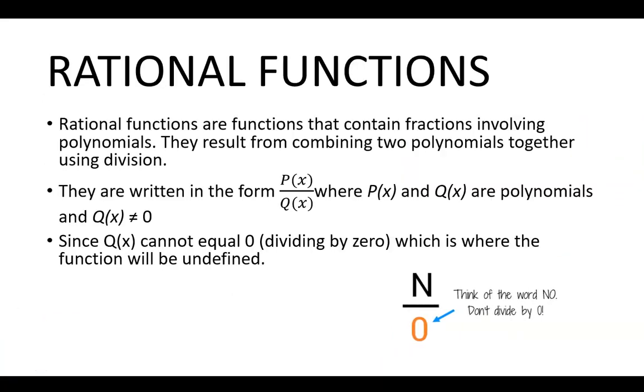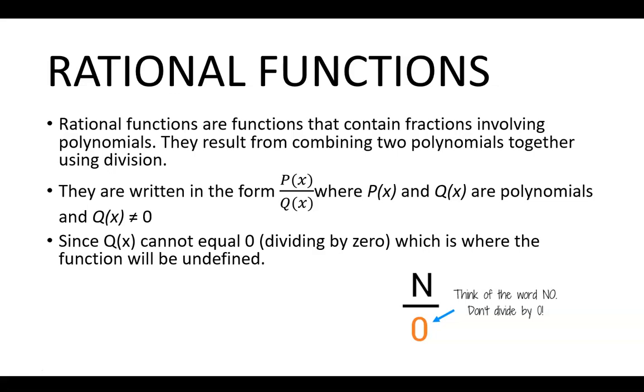What are rational functions? Rational functions are functions that contain fractions involving polynomials. So basically they result from two polynomials that are divided. When they're divided, your numerator is going to be known as p of x. Your denominator is going to be known as q of x. Both of them are going to be polynomials. And there's an extra restriction. You're going to see a place where q of x cannot be equal to 0.